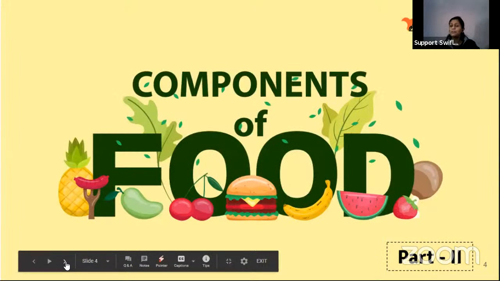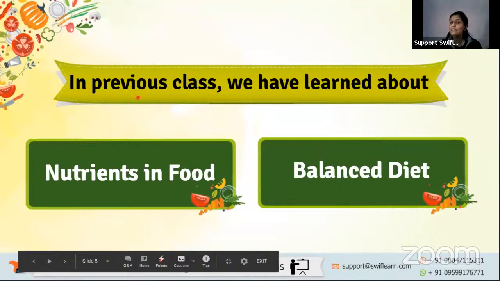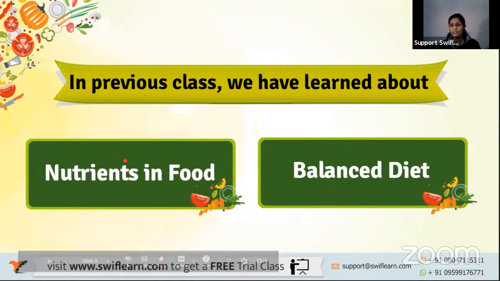We have discussed the components of food. So here we are on the second part of components of food. What we discussed in our previous class was what the nutrients in food are and what a balanced diet is. The nutrients of the food that are present are carbohydrates, fats, proteins, vitamins and minerals.